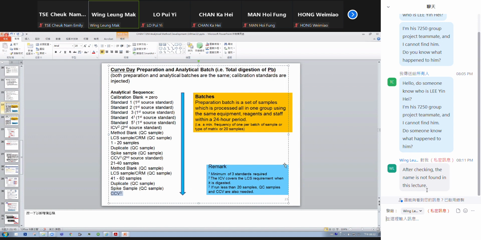In the HOKLAS requirements, normally when you prepare the calibration curve, if it is not indicated in the standard, only 3 standards, that means 3 points to form the calibration curve, is sufficient. No need to prepare 5 points, because with 3 points you can make a straight line. It's not a triangle, it should be linear.